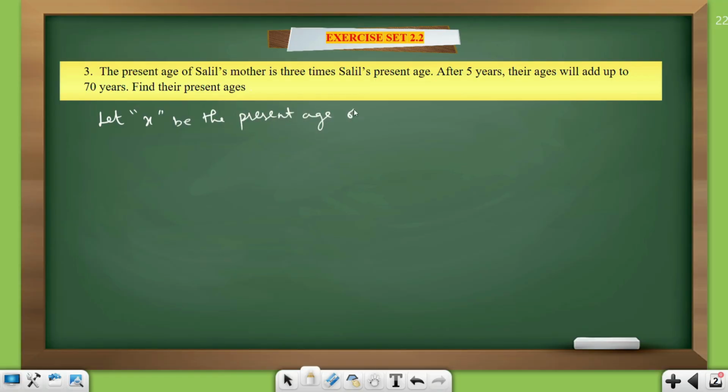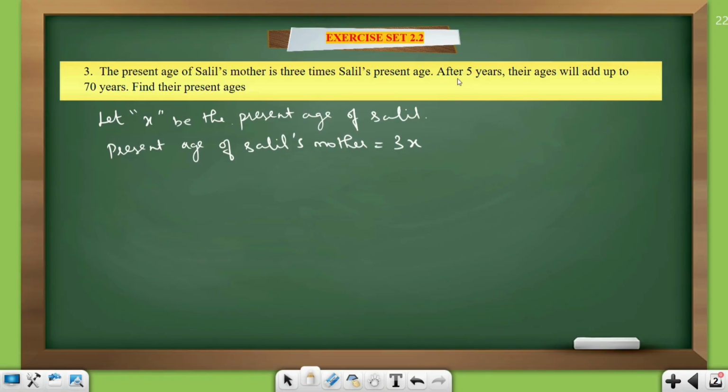Present age of Salil. So according to this information in the next line, the present age of Salil's mother must be 3 times x, because here it is given that the age of Salil's mother is 3 times Salil's age. We took x as the age of Salil, so Salil's mother's age must be 3 times x. So we got both the values in terms of x. Now our aim is to find this x value.